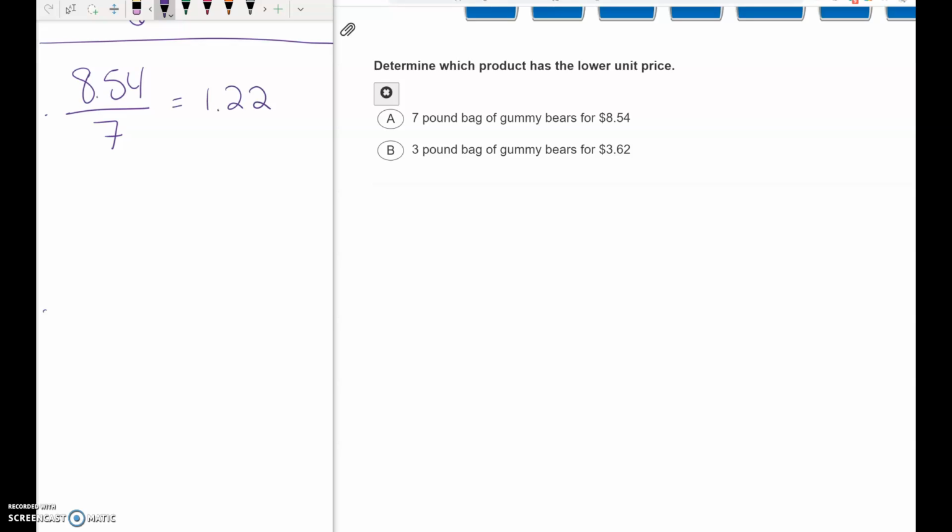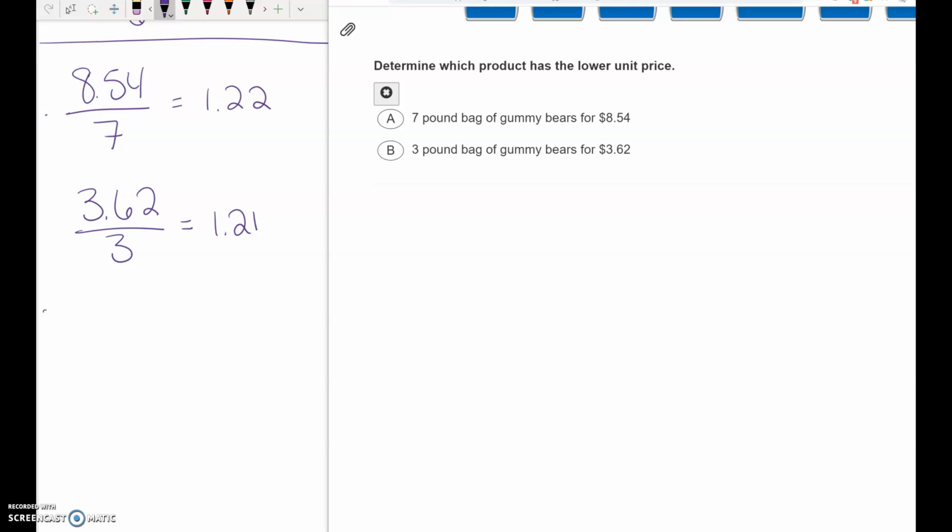I think I might have had to round that. $3.62 divided by 3 is $1.21. I think it's like 1.208 something. But the $1.21, I know it's only 1 cent, but that is the cheaper one. So the 3-pound bag of gummy bears is actually cheaper in this instance. There must have been a sale on the smaller bag of gummy bears.